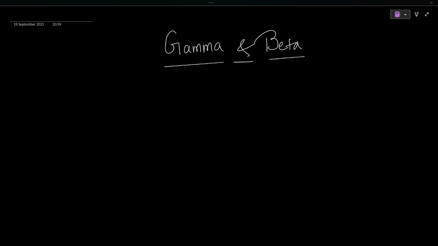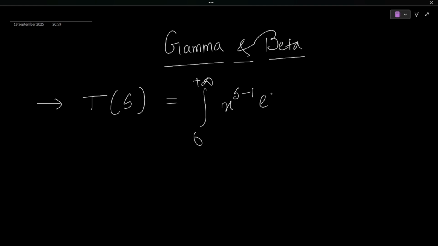So, let's begin for this session. Gamma and beta, right? First of all, what is a gamma function? Now, a gamma function is defined in this way. We write gamma of s. This is the symbol for gamma of s, and it is defined as an integral from 0 to positive infinity, x to the power s minus 1, e to the power minus x dx. This is called the gamma function. Now, this is defined for s greater than 0.